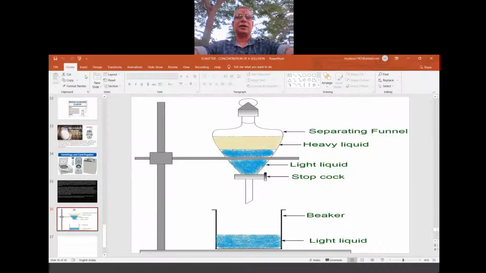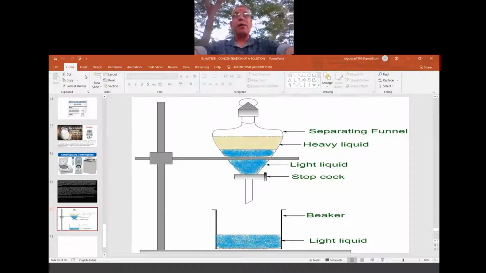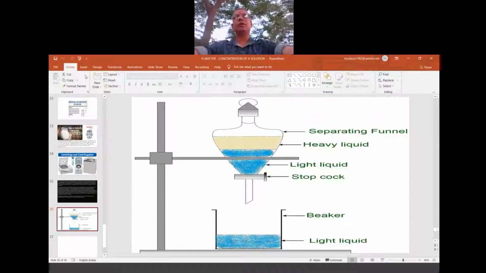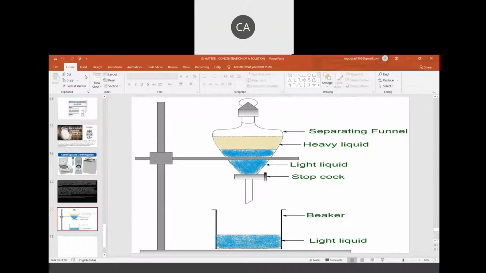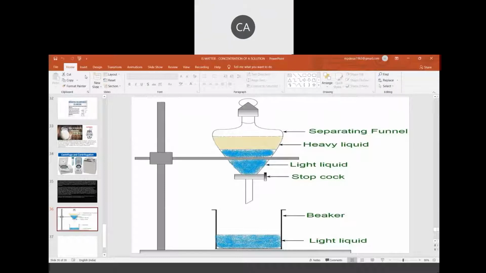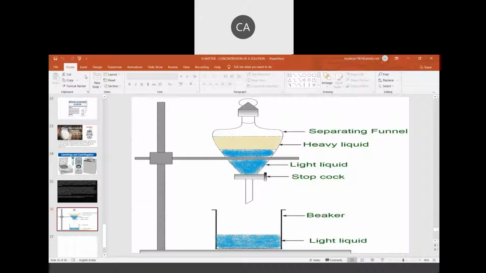Lightness, sir, density. Sir, baking soda and vinegar, if we mix, then a chemical reaction will happen, sir. Is it a compound or mixture? It is a compound only because CO2 is coming out. Then can we separate them again, sir? After that chemical reaction, can we separate baking soda and vinegar back?